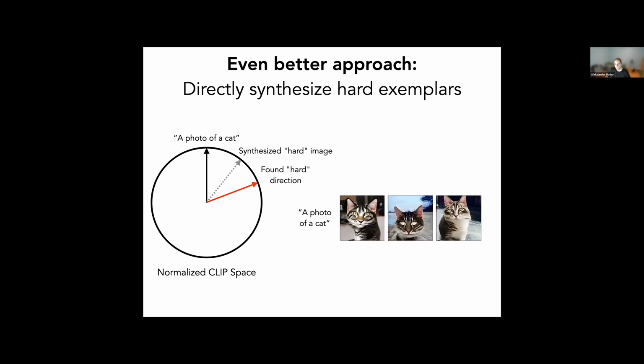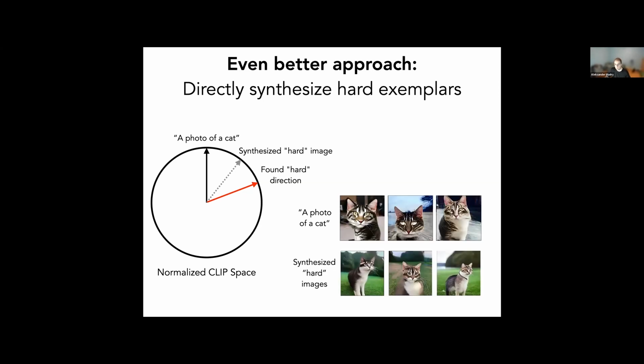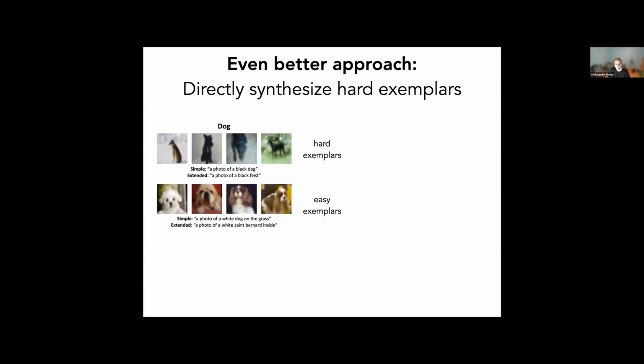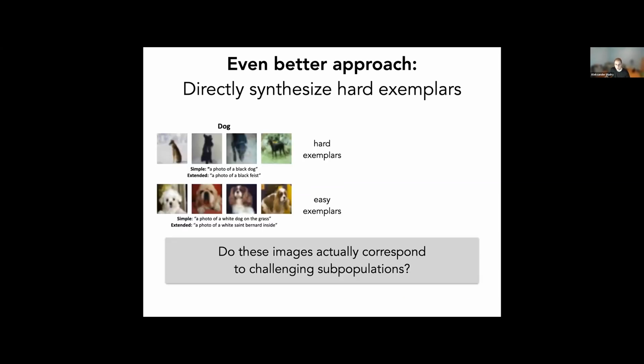And if you do that, you will go from these photo of a cat images to these synthesized hard images that start to pick up on the features that we know are emblematic of our hard population. And again, this is the kind of thing you could do.